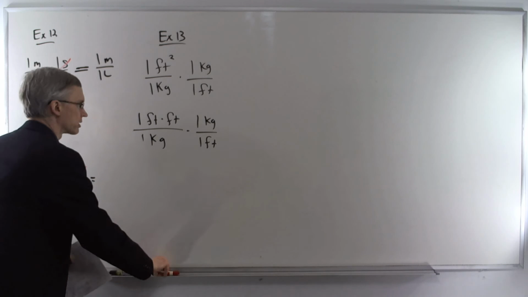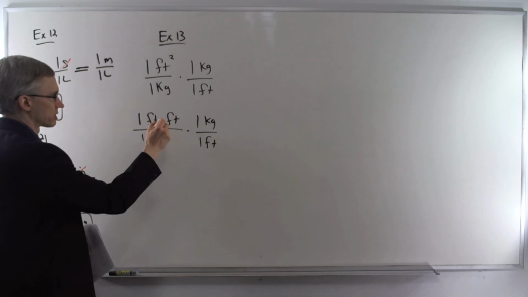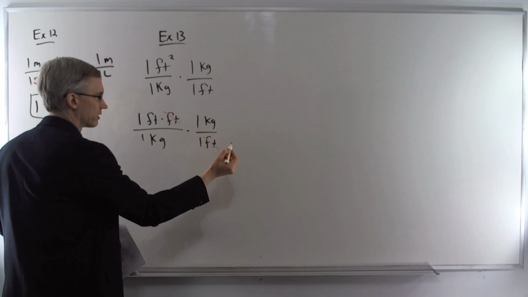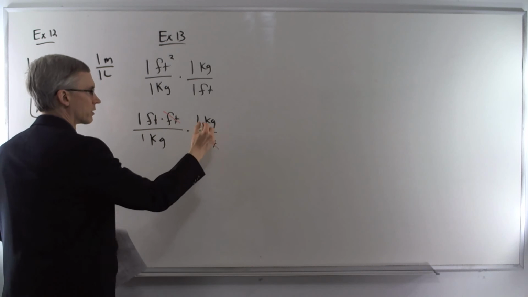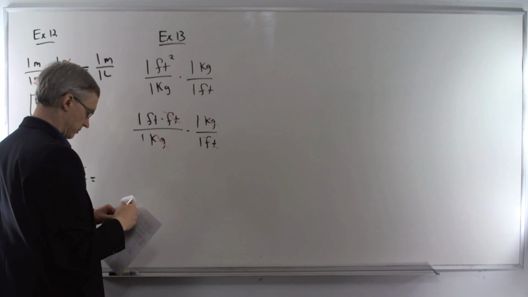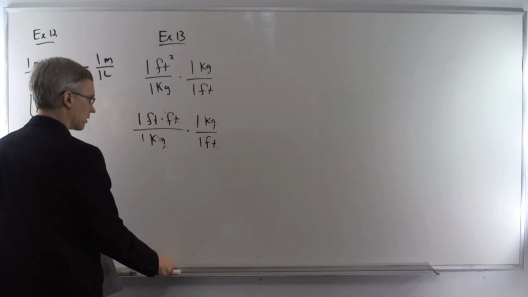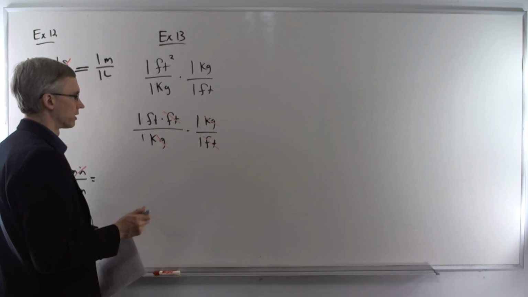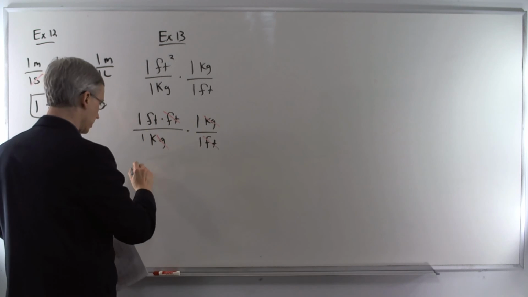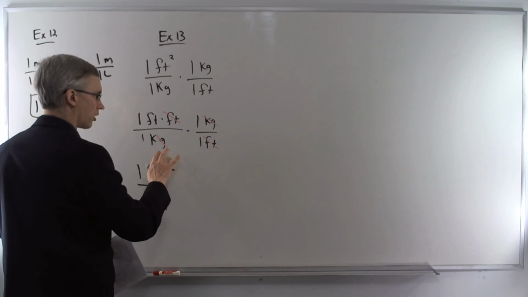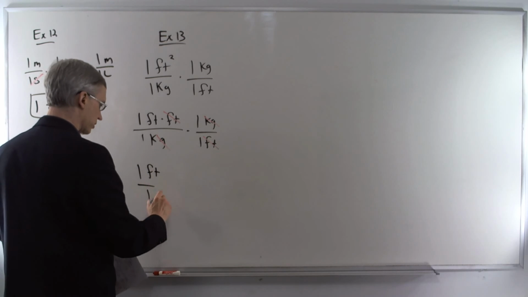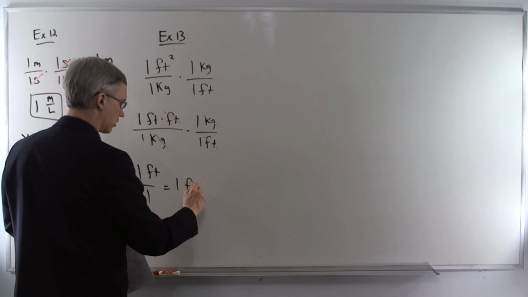So there's a couple of different ways we can solve this one. If we want to do this, we can just cancel 1 of the feet and this foot, leaving this one, and kilograms cancel. So what do we have left? We got 1 feet on top times 1. All the units have canceled in the bottom, so 1 times 1 is 1, so that's just 1 foot.